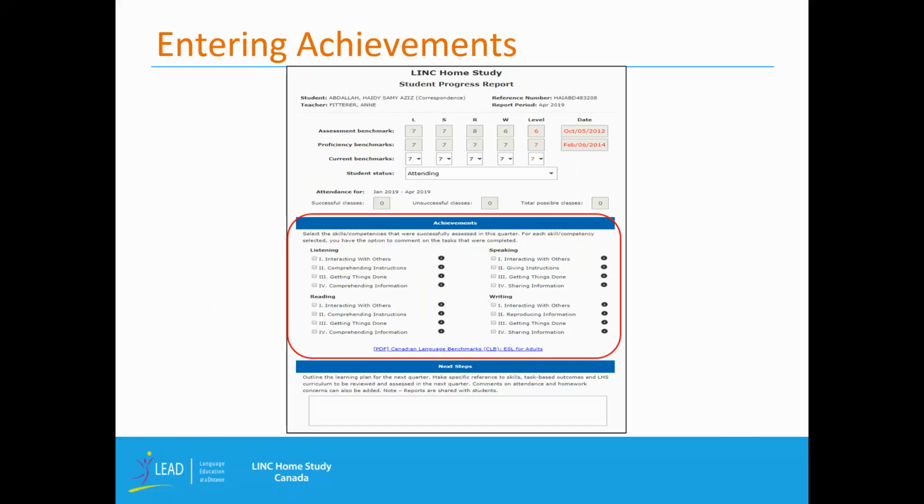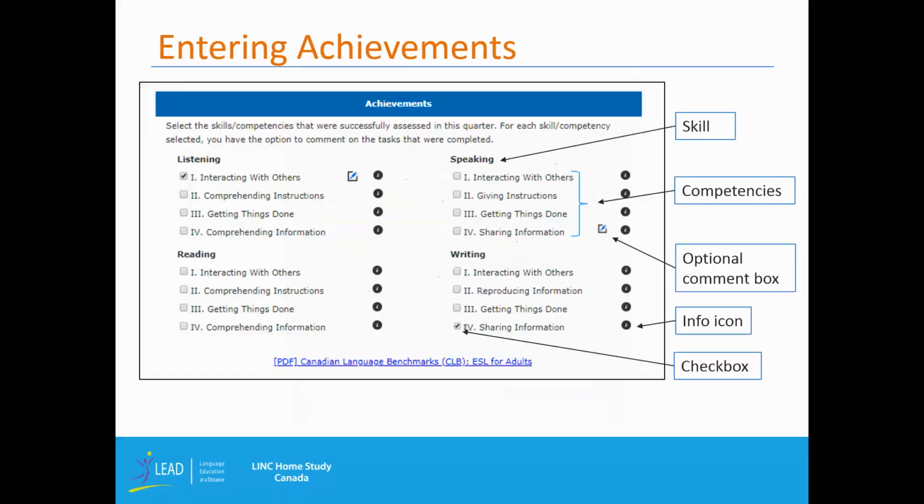This is section 2 of the report. In the Achievements, you can report on task-based assessment that your student has completed successfully. You should select a minimum of 1 achievement per quarter. You do not need to enter achievements for each skill, and you do not need to increase benchmarks if you indicate that the student completed an assessment successfully.